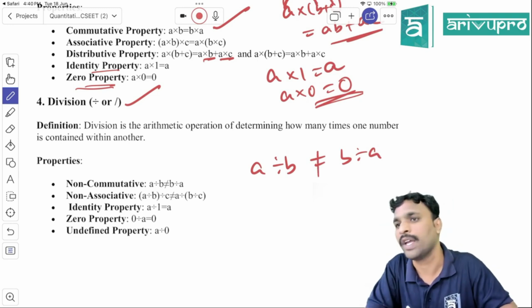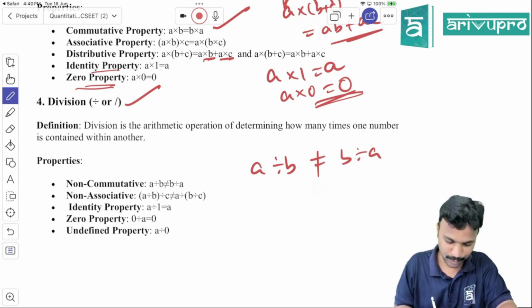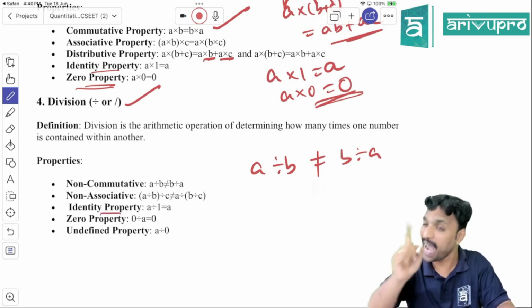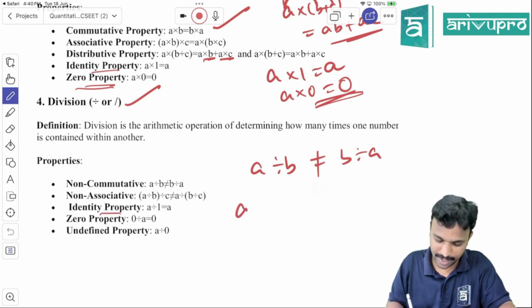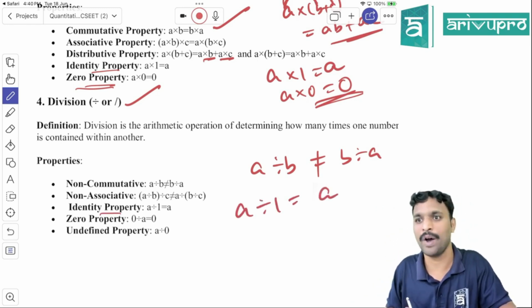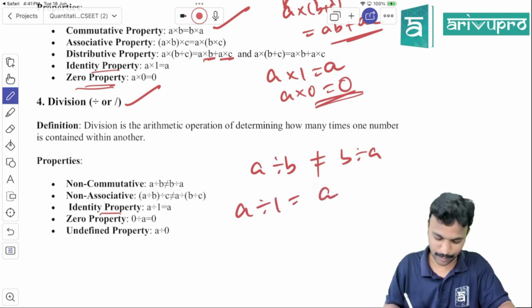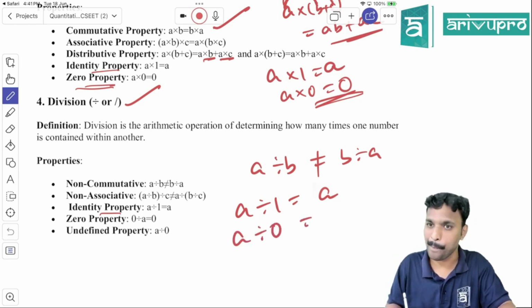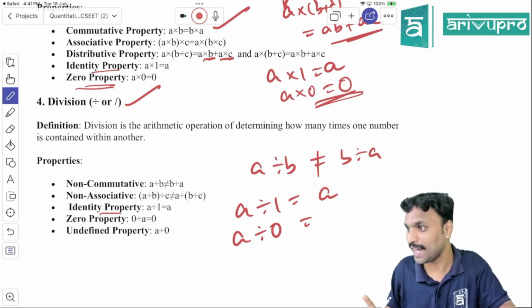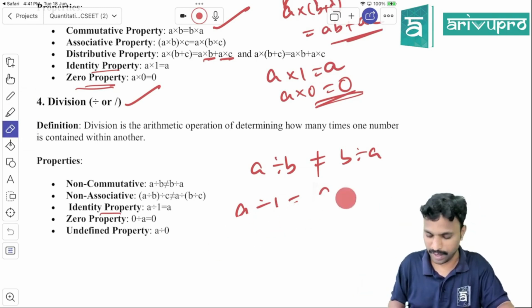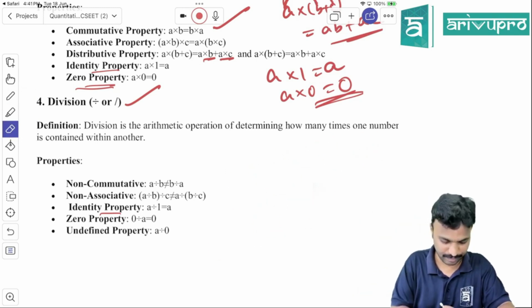So the commutative property doesn't hold. How about the associative property? The associative property also doesn't hold for division. And how about the identity property? A number divided by 1 is the number only. How about the 0 property? Doesn't hold. 0 property means A divided by 0. Not defined. It is not 0 here. A into 0 is 0. The 0 property holds for multiplication. The 0 property doesn't hold for division.